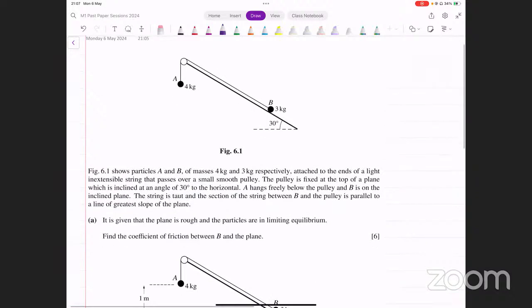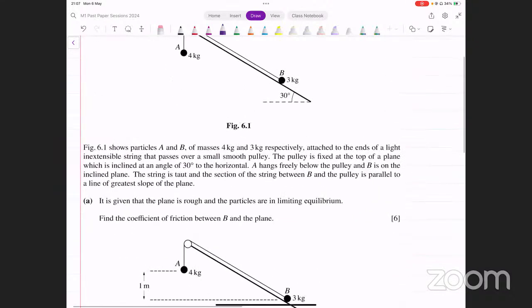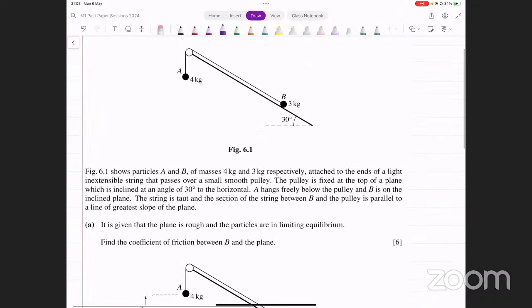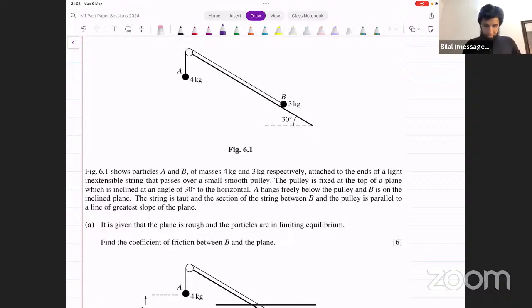Okay, let's try this. It says the figure shows particles A and B of masses 4 kilograms and 3 kilograms respectively. They're attached to the ends of a light inextensible string that passes over a smooth pulley. The pulley is fixed at the top of the plane, and the angle is 30 degrees. A hangs freely below the pulley and B is on the inclined plane. The string is taut, and the system is being released.